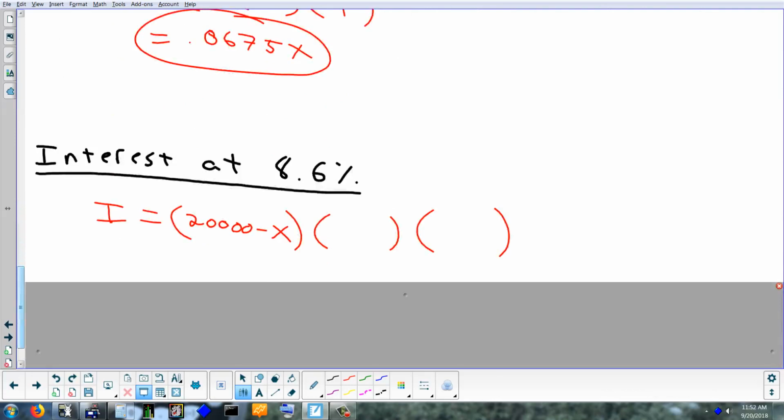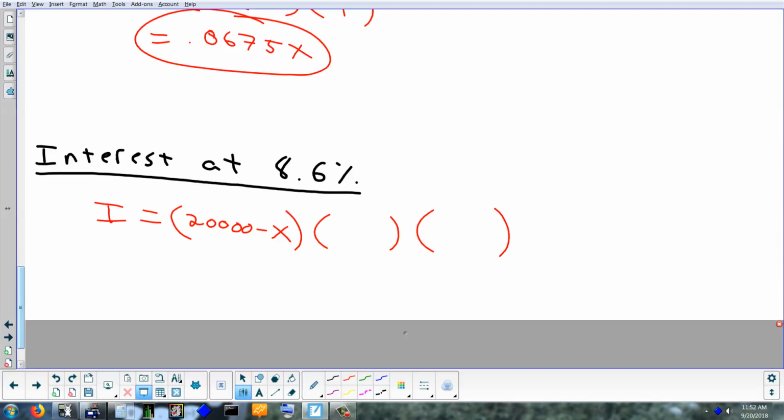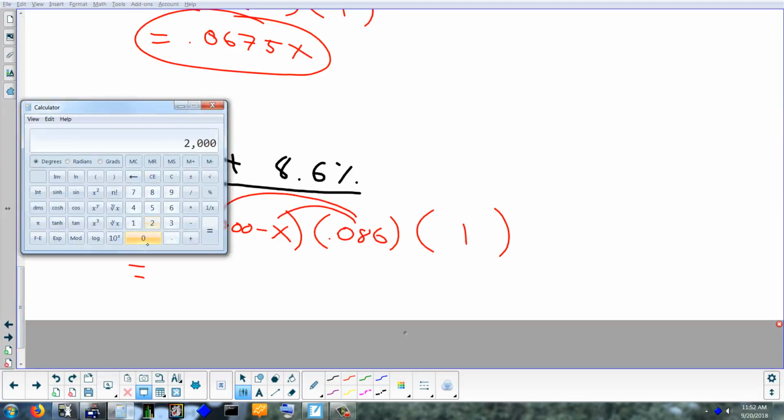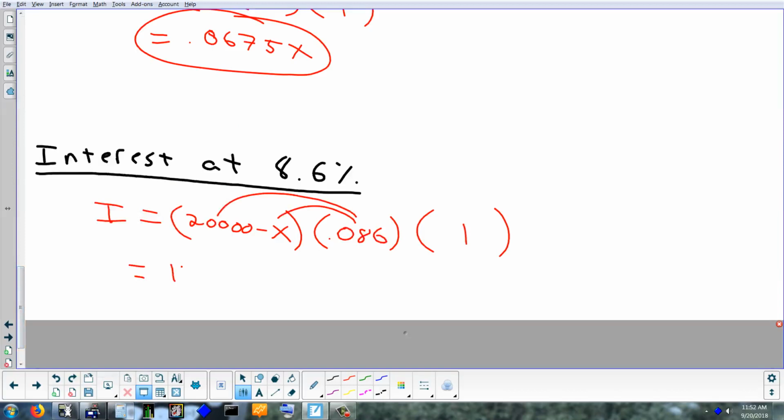So if X was 5,000, that means he has 20,000 minus 5,000 left. He has 15,000 for this account. So it's 20,000 minus X. What's my rate? 0.086. And again, the time is 1 year. Now, this one has a little bit more you can do because the 0.086 can be distributed. So let's distribute it out. 20,000 times 0.086 is 1,720 minus 0.086x.